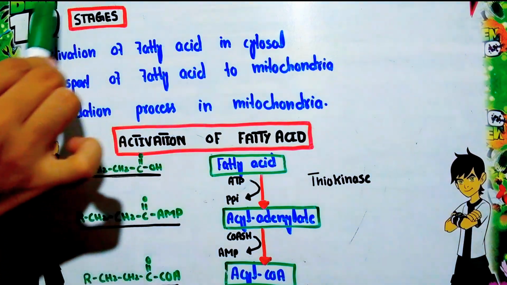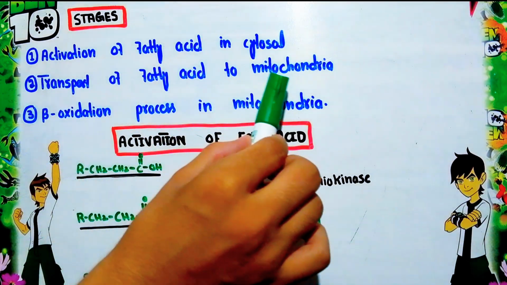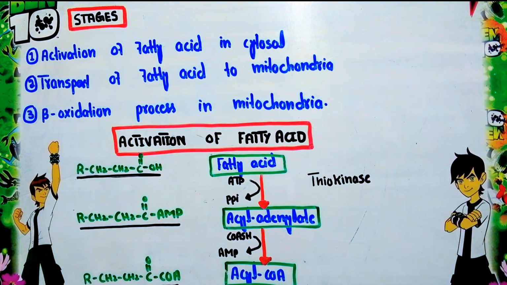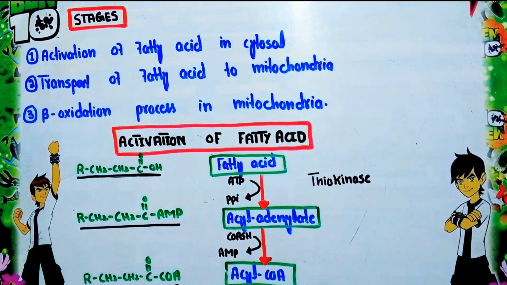In the first step, the fatty acid is activated. Now this activated fatty acid is transported to the mitochondria. The third stage of beta oxidation of fatty acid is the beta oxidation process in the mitochondrial matrix. So the overall process of beta oxidation of fatty acid occurs in the mitochondria. Now we will discuss each stage in detail. The first one is activation of fatty acids.